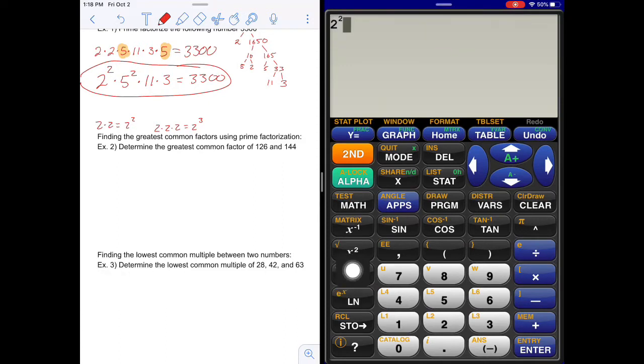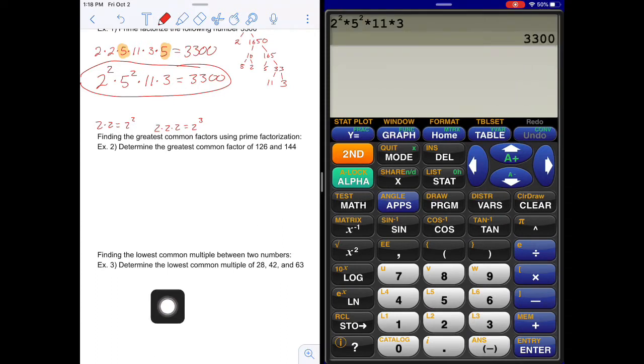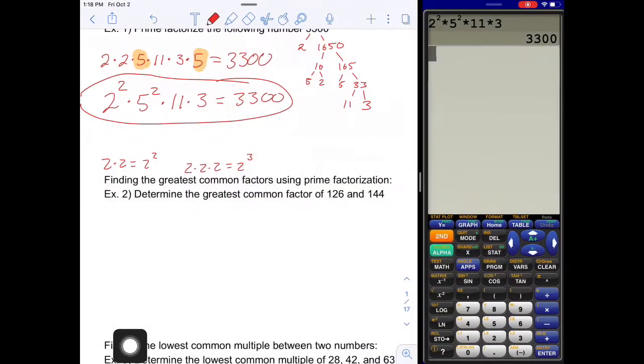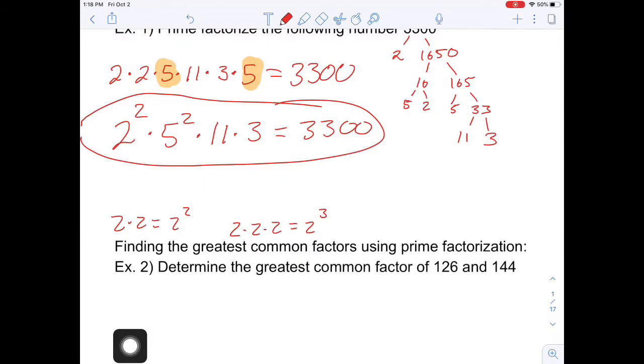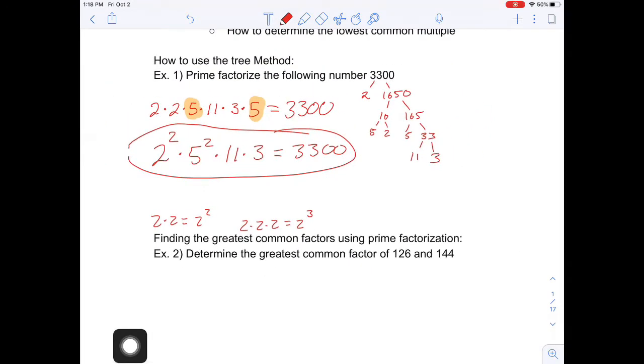squared, right? I have a square button here. Times 5 squared times 11 times 3, and it still equals 3,300. So there I have prime factors as my values. Okay, so the tree method is really useful, as you can see.